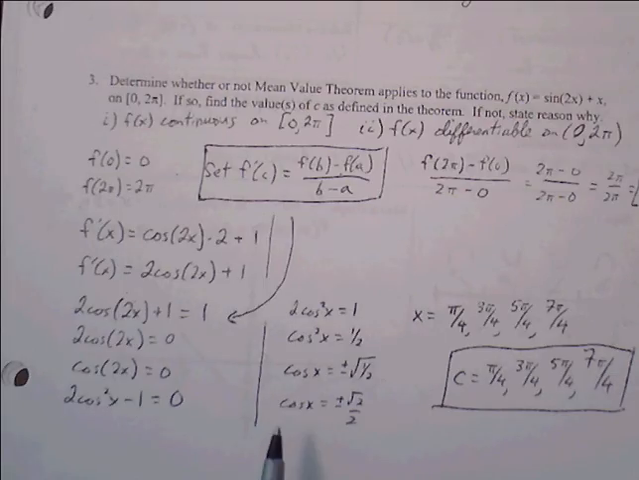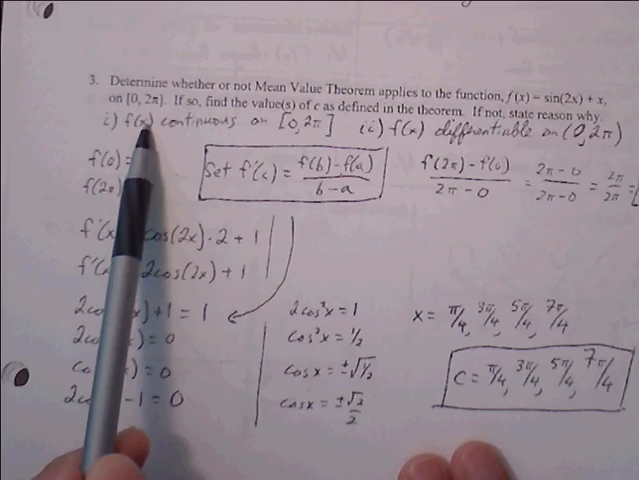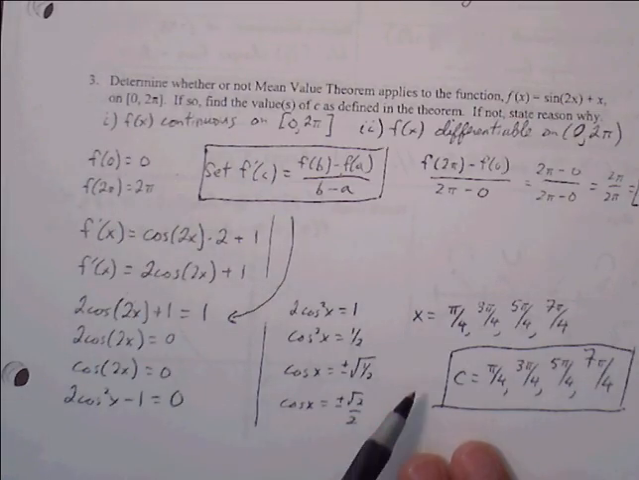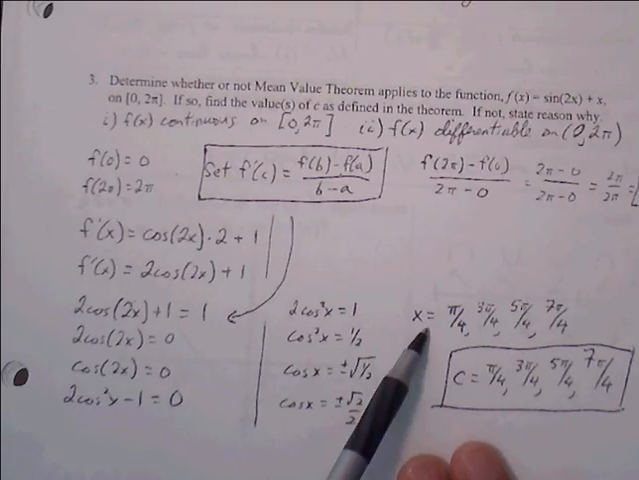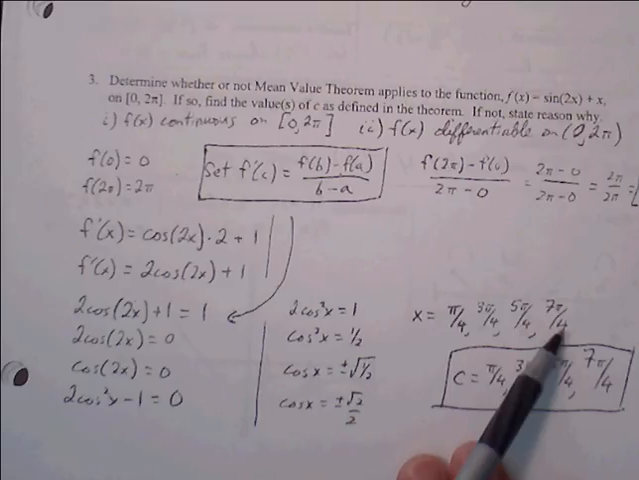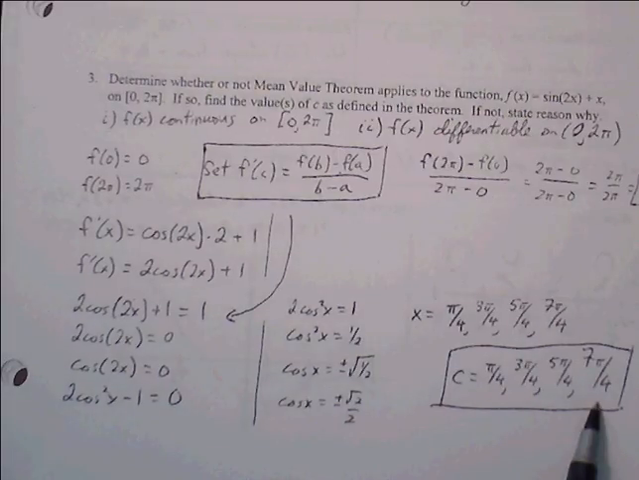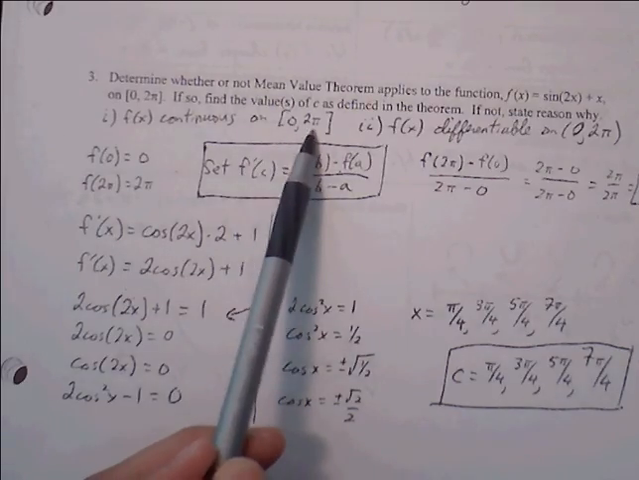So when is cosine equal to plus or minus root 2 over 2 between 0 and 2 pi? There are 4 instances, in the first, second, third, and fourth quadrants: pi over 4, 3 pi over 4, 5 pi over 4, and 7 pi over 4. And notice all 4 of these c values fall on the open interval between 0 and 2 pi.